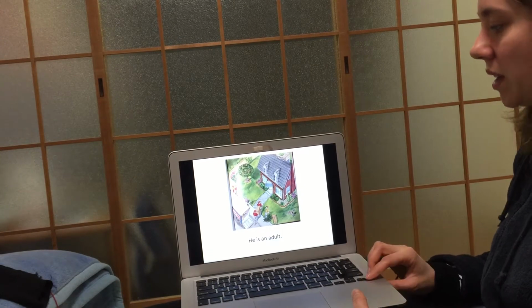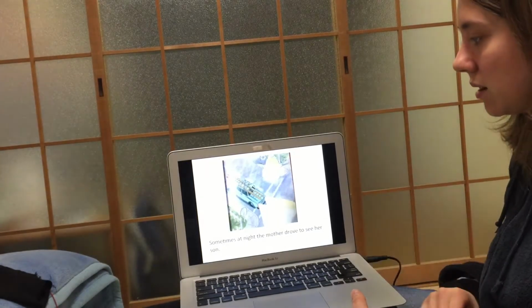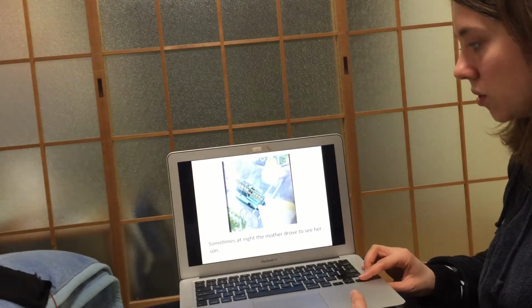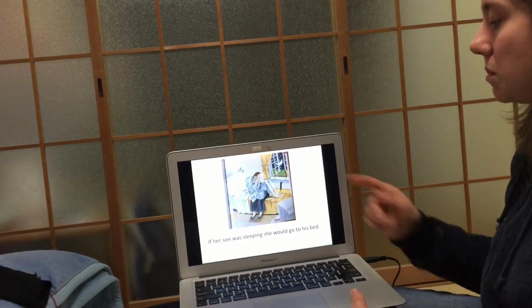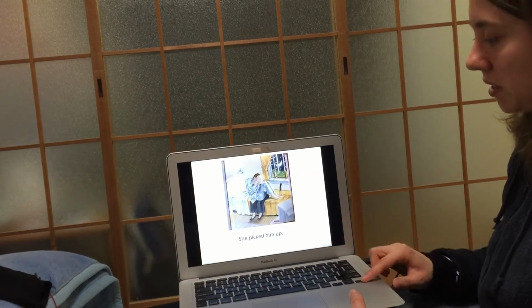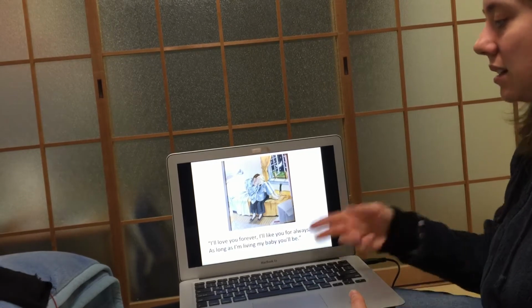The teenager grew. He is an adult. He moved to a new house. Sometimes at night, the mother drove to see her son. If her son was sleeping, she would go to his bed. She picked him up, she rocked him back and forth, and she said the poem.